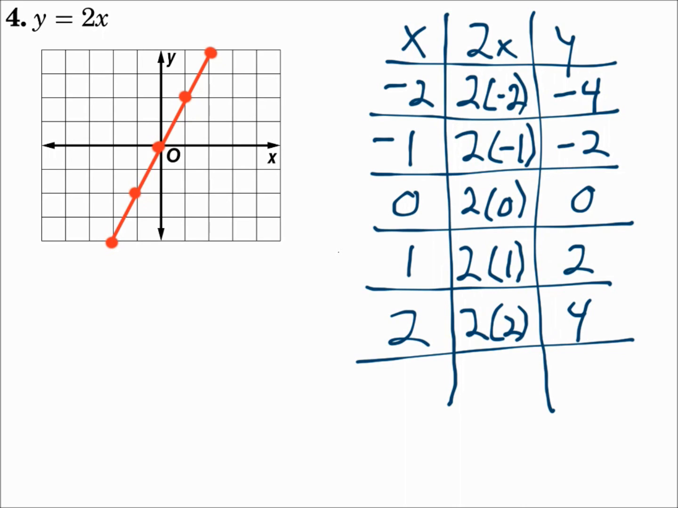So again, make your x values -2 to +2. Substitute into the equation, find out what y is, and then plot those points. -2, -4 is right there. -1, -2 is right there. 0, 0 is there. 1, 2 is there. And 2, 4 is there. Connect the dots, and you have your line.